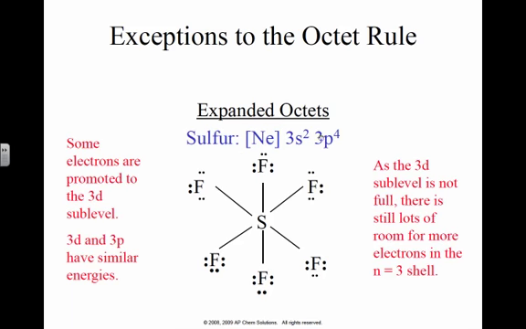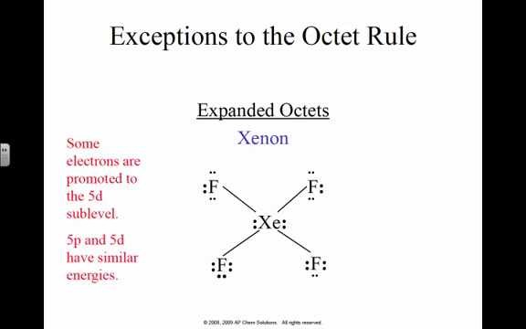Sulfur is 3s2, 3p4. It also has a 3d sublevel that some electrons can enter into, and therefore it's allowed to have a violation of the octet rule, more than 8. Xenon as well. Xenon is a noble gas that actually bonds with fluorine. Some of its electrons are promoted to the 5d sublevel in order to do this.